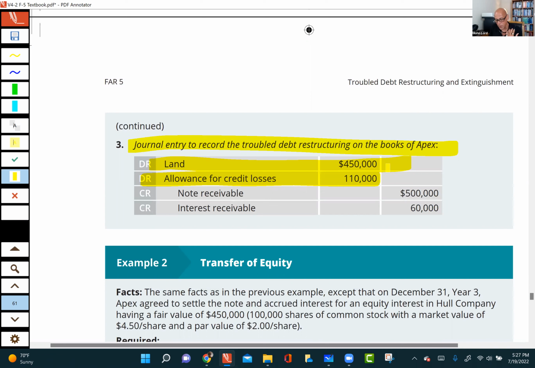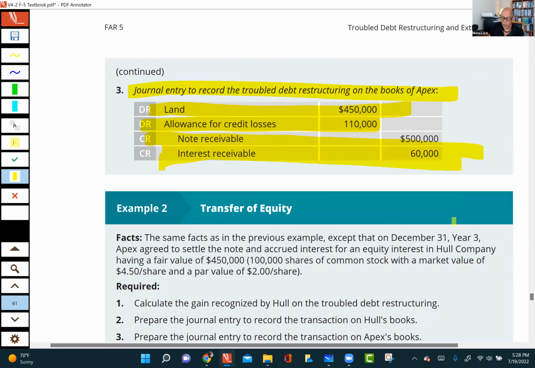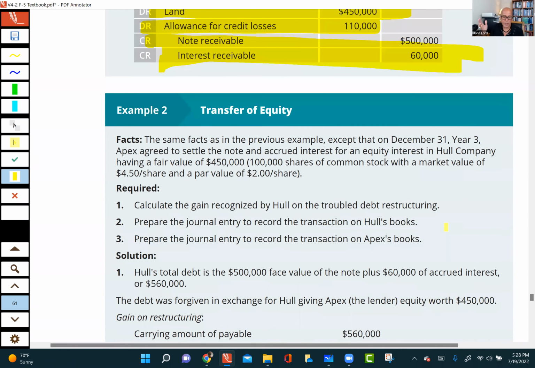So, the fact that they're just debiting the allowance for credit loss, if you have a situation like this, you may need to take a look at the allowance and see if more needs to be put in the allowance for this. And if so, you would have debited bad debt expense and credited the allowance, and then you could have taken the write-off here the way they showed here. And they go ahead and write off the receivables for the note and the interest. I'm not going to go into transfer of equity, guys. It's the difference between the fair value of the equity, whatever it's trading at, and the book value of the payable. That difference is a gain.